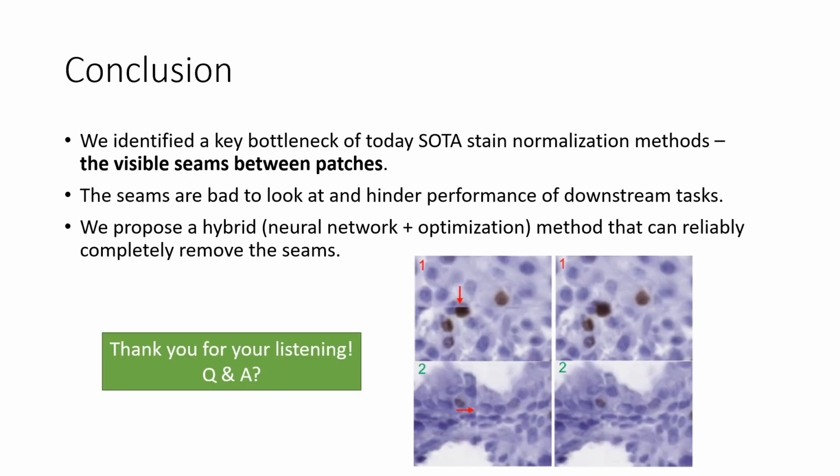In conclusion, in our research, we identified that even today's SOTA stain normalization methods still have pretty visible seams at the patch boundaries. These seams are not only bad to look at, but also hinder the performance of downstream tumor classification tasks. We then proposed a novel approach that leverages both neural networks and optimizations that can consistently and effectively remove the seams.